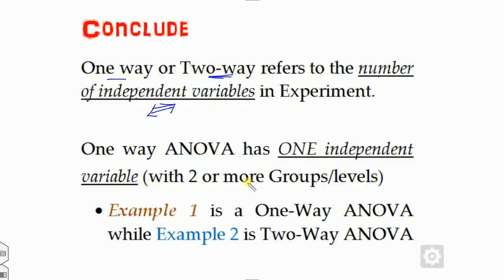It may have more than two or three groups. For example, in the previous case, meal is one factor, but there are two groups: with breakfast or without breakfast. So there are two groups, and groups are also called levels.